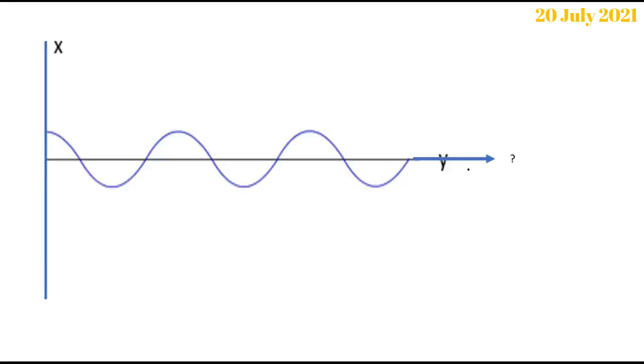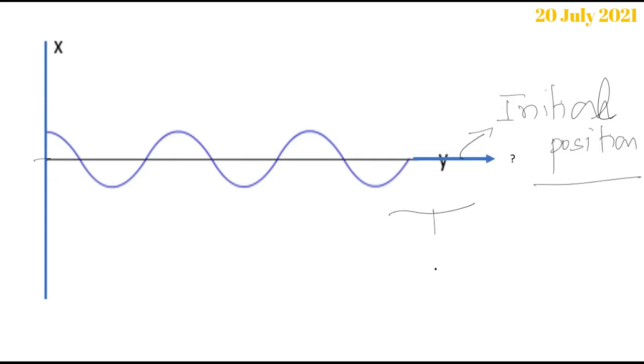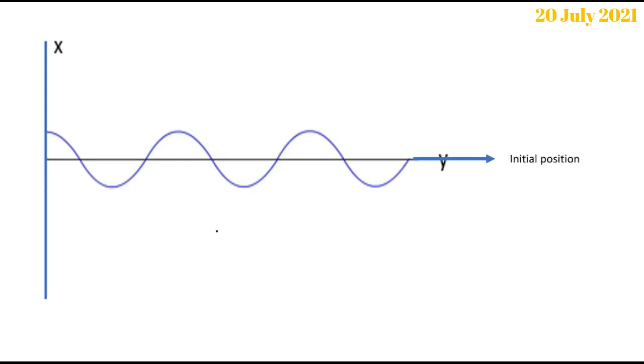Right? So what does this plane, the y-axis, indicate? It's the initial position, just like a water surface when it is not disturbed, and then when it is disturbed, the water surface will move up and down, or a pendulum will go to extreme positions and come back, and the entire motion can be represented in a graph. Right? So this is the initial position.